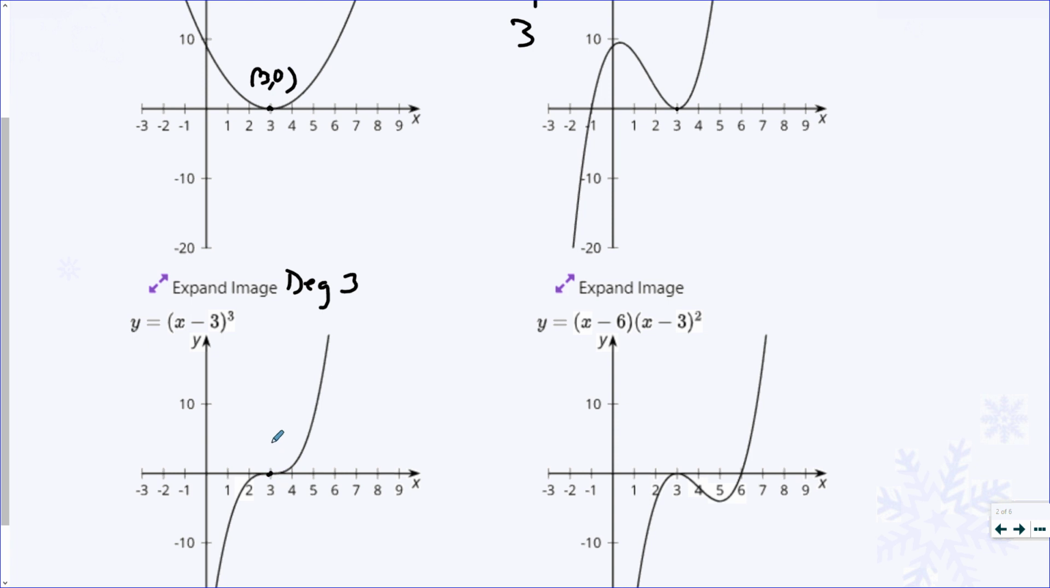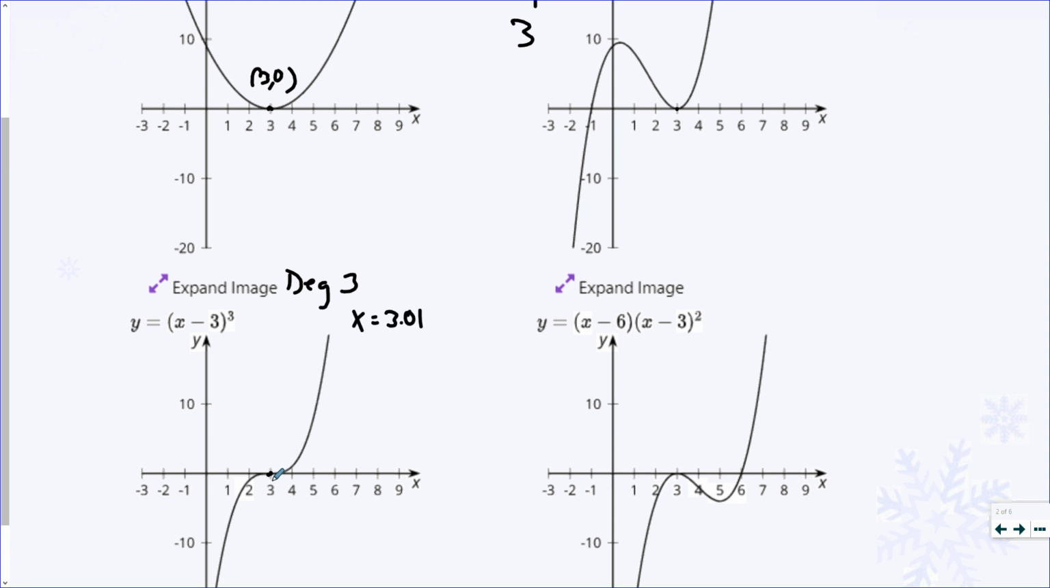So you may wonder, are all of these points x-intercepts? The answer to that is no. It's still only passing through the axis at 3. And how could you prove that? Well, pick a number that's close to 3. Let's say we choose a number like 3.01.